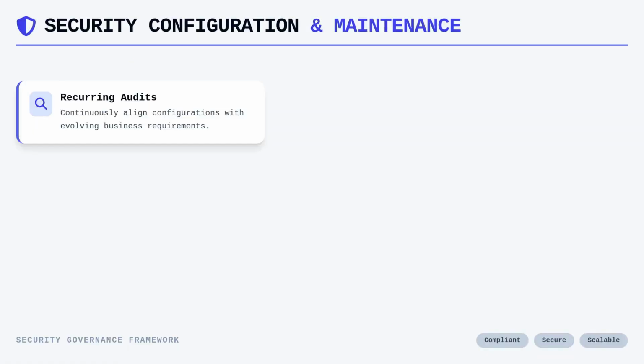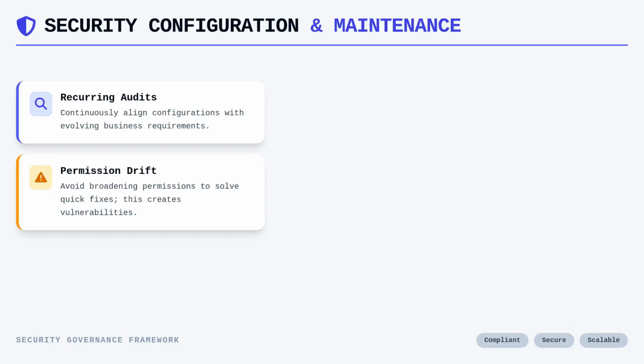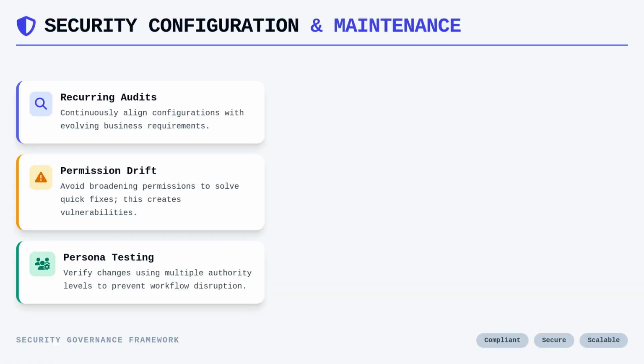Maintaining these standards requires a recurring audit of your security configurations to ensure they still align with evolving business requirements. As your application grows in complexity, the tendency is to broaden permissions to solve immediate access issues, which is precisely how security vulnerabilities are introduced. Whenever you change a security rule, verify its impact by testing with multiple personas who possess different levels of authority within your system. This strategy of testing ensures that an intended restriction does not inadvertently disrupt core workflows or generate permission errors for end users who require access to function.